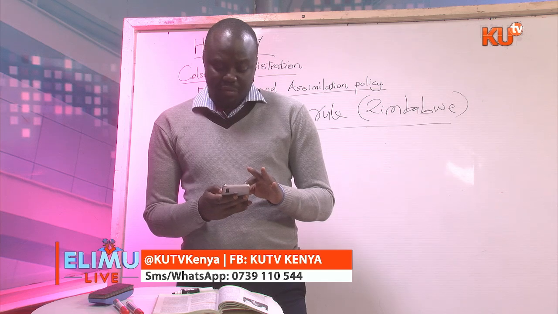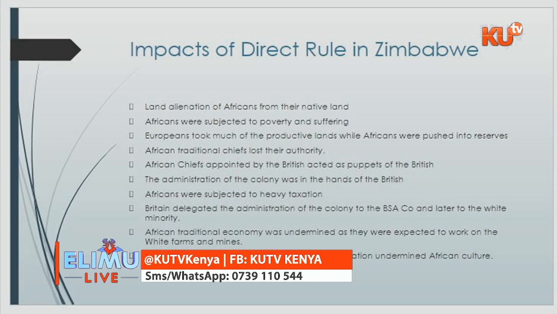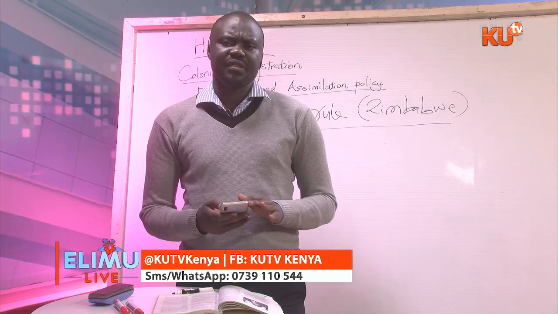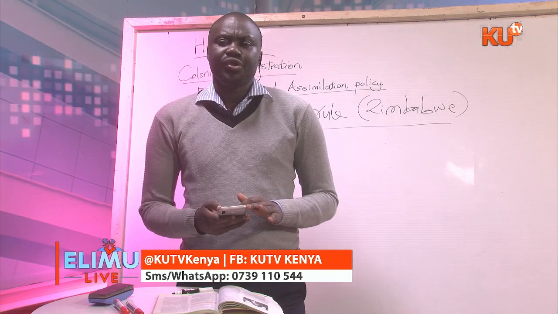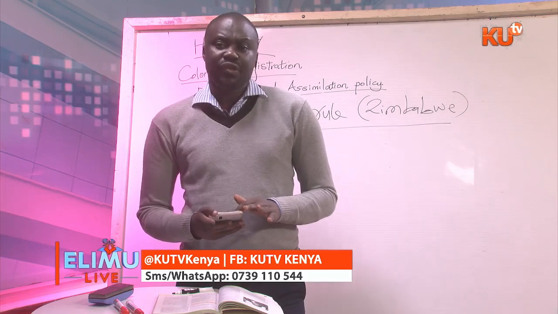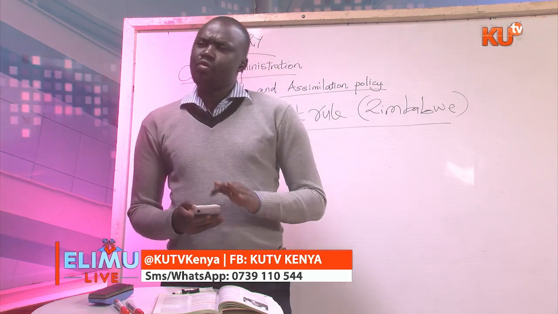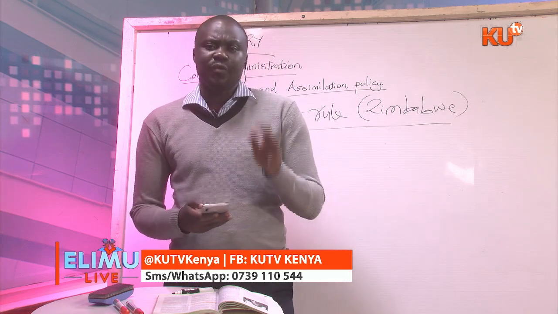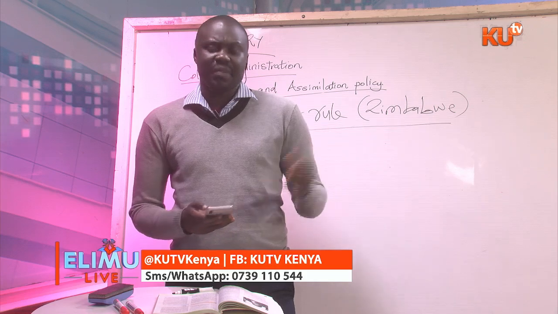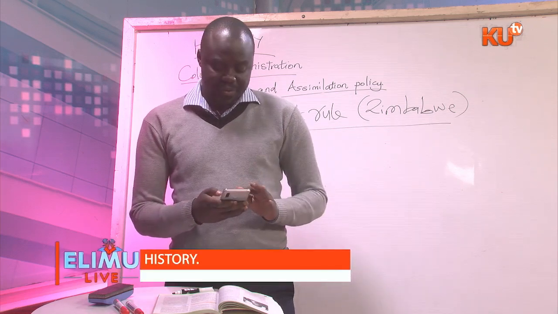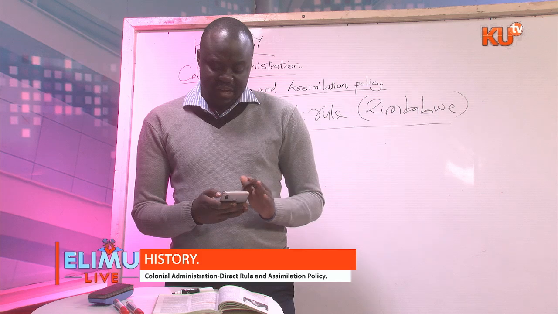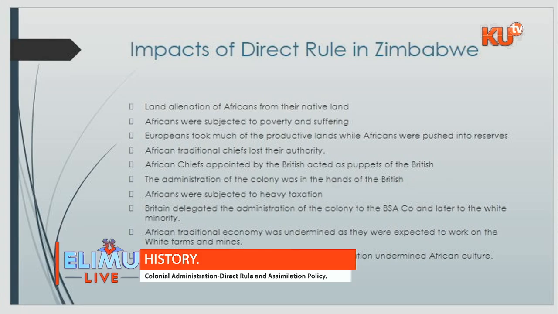Then the African traditional economy was undermined as they were expected to work on the white mines and farms. Now, the African economy was based on rearing cattle and crop cultivation. Since they were pushed into the reserves, these places were so small, and they had to raise money for paying taxes. Their economy was undermined totally. So they had to focus on cash crops, helping the white men to get cash crops for them to pay taxes. Then again, the introduction of Christianity and Western education undermined African culture.